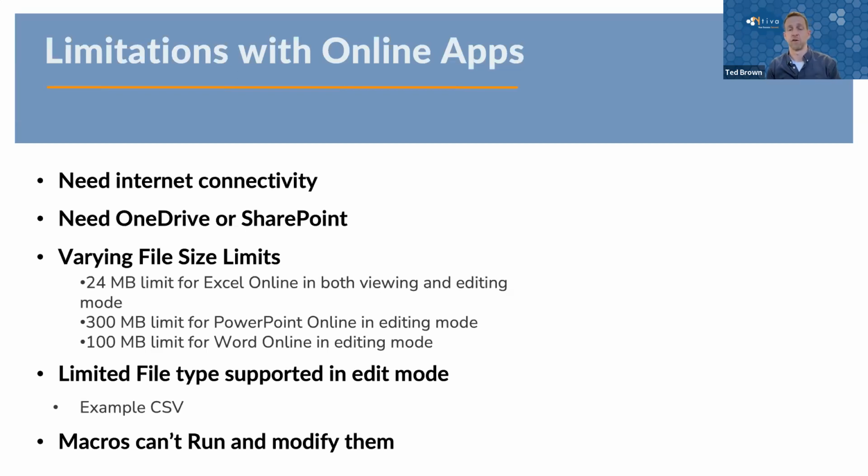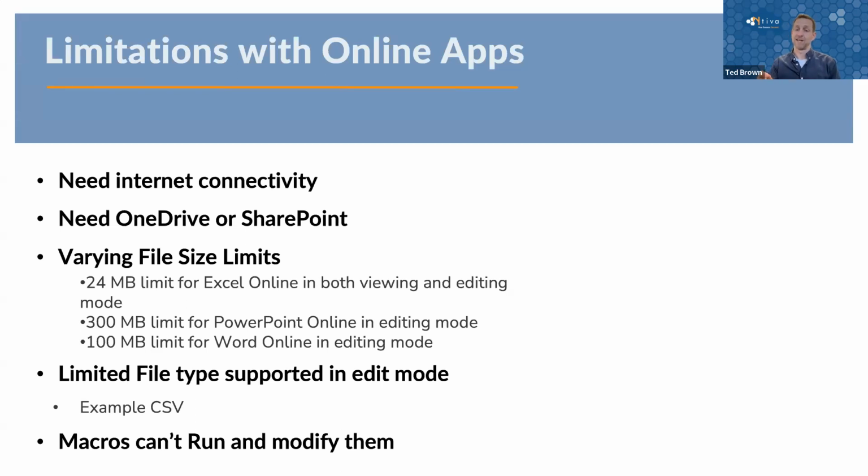The other key part here is there are varying size limits as far as what can be modified and viewed within online applications. For instance, Excel Online can only handle 24 megabyte files for viewing and for editing. So if you have a file that's above the 24 megabytes, it will not be able to be opened in the online edition. So if you're utilizing large files, online edition's not for you. Similar for PowerPoint, you can't edit any files that are larger than 300 megabytes. And for Word Online, you can't edit any documents that are above 100 megabytes. So definitely key aspects in there.